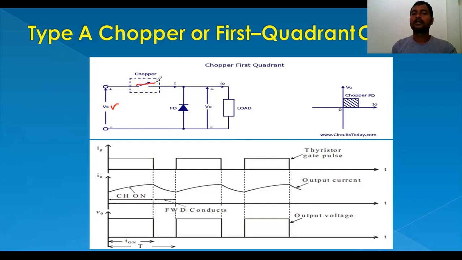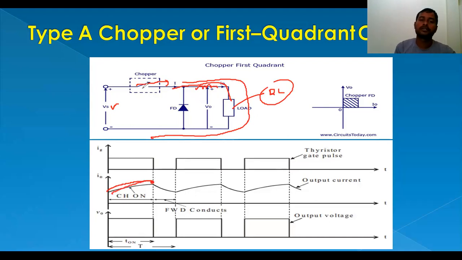If the chopper is on, the current will circulate in this direction, and the freewheeling diode will be open circuited. While current is flowing in this direction, the inductor is placed in series with the load, nothing but this RL load. So the inductor charges energy in an exponential manner. It will store energy. If the chopper switch is open, the inductor releases energy through the freewheeling diode in this direction.